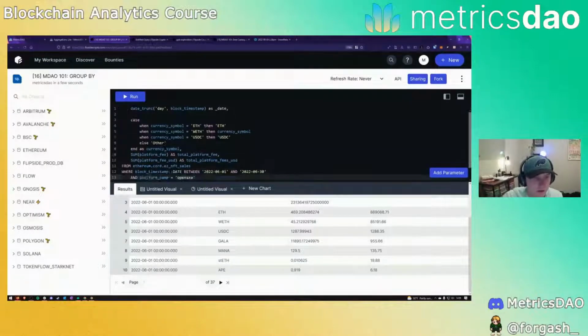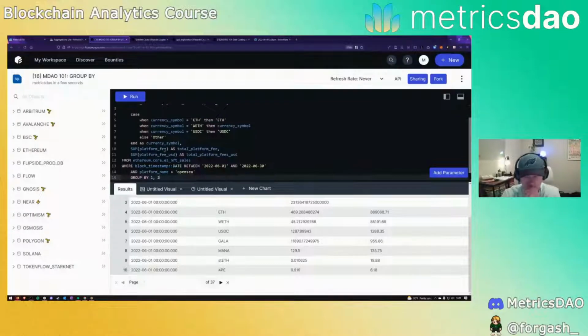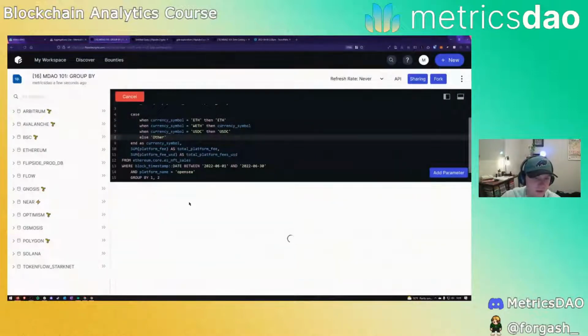And it's current symbol, and nothing else is changing. We're still going to group by that. So basically what this is doing here is taking the 26 currency symbols that were available in the columns here and parsing it down to 4: ETH, wrapped ETH, USDC, and other, where anything that is not these top 3 is just going to be grouped into other.